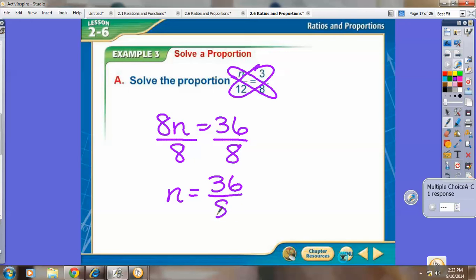Hang on a second. 36 eighths. Can you simplify that fraction? Yes. 4 goes into both. How many times does 4 go into 36? 9. And 4 goes into 8? Twice. Don't be afraid of those fractions. 9/2. Now, I would take this one as a decimal because it is terminating. 9/2 is the same as 4.5.